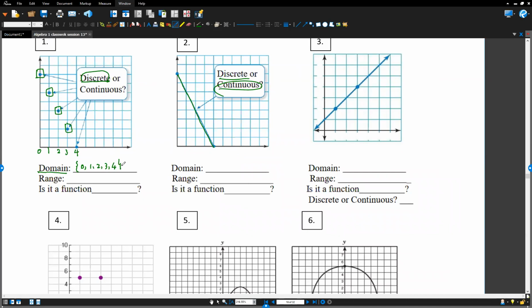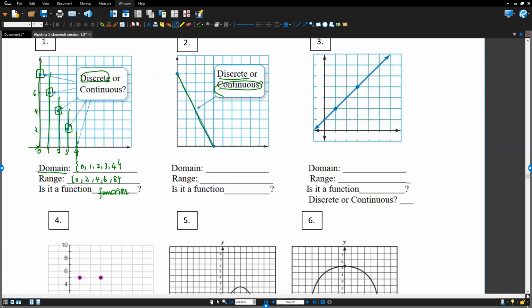Okay. What about the range? The value of y, also discrete. This is 0, this is 2, this is 4, this is 6, this is 8. That is the value of y, which is the range. Okay. So is it a function? Yes, you can use the vertical line test. Each has only one value of x. That is a function. This is a discrete function.